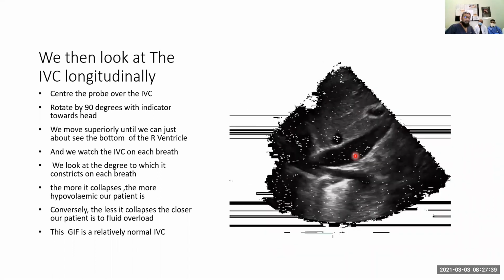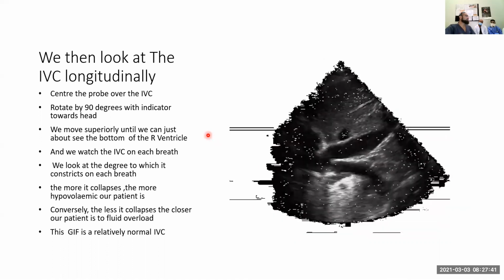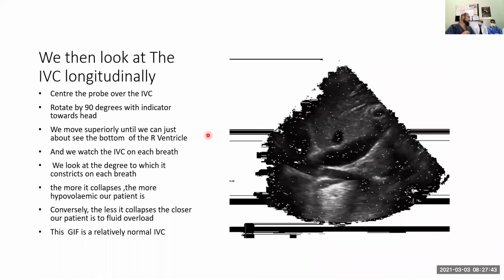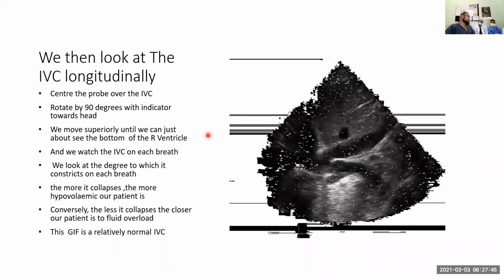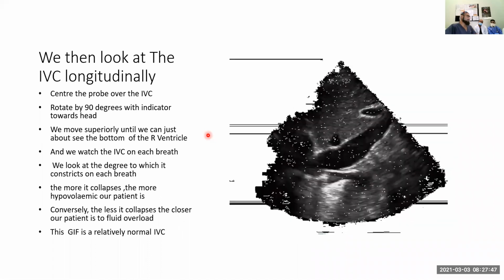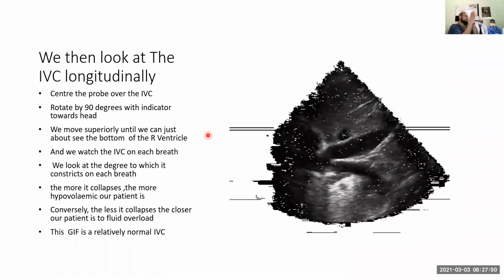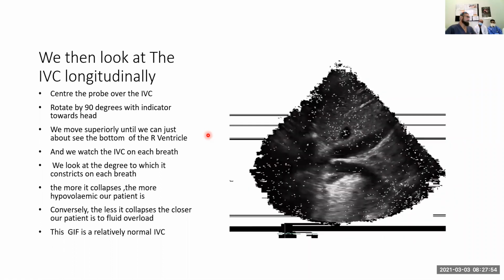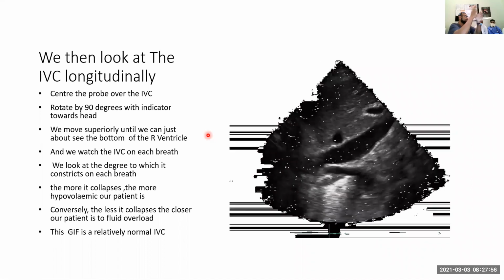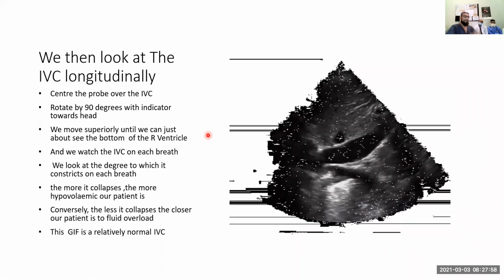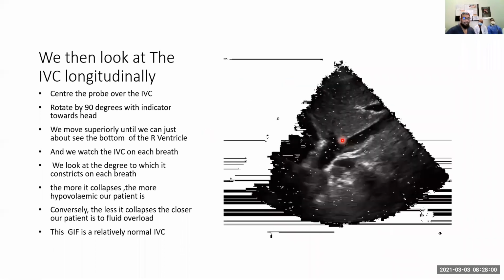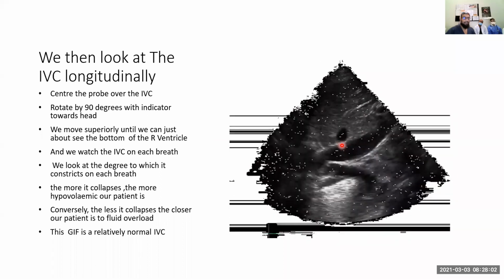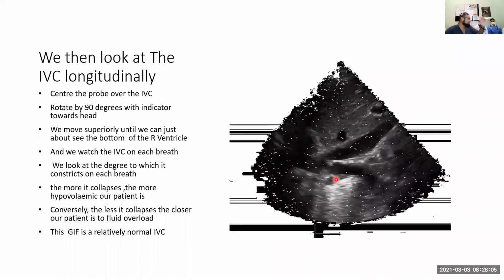So the more this collapses, the less fluid, the less blood we have in our system. When we breathe in, there's not that much fluid in the first place, so it all gets sucked up and the IVC closes down. We breathe out, it expands again. We breathe in again, everything gets drawn out, so the whole pipe collapses again. So this is a normal one. This is what it's supposed to look like. Every time you breathe, it collapses a little bit, but there's still sufficient fluid.